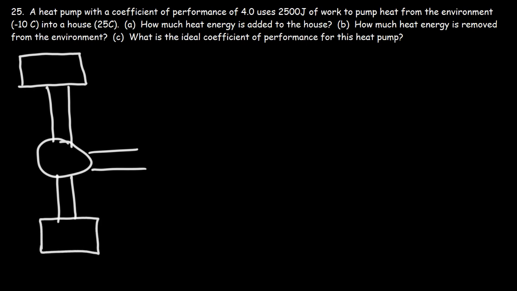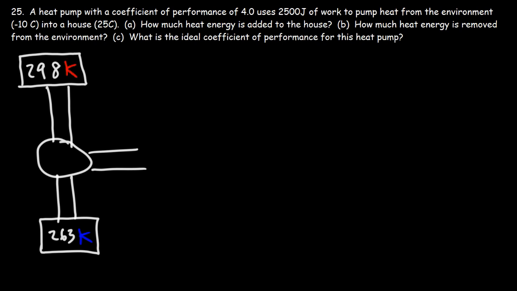So let's convert the temperatures from Celsius to Kelvin. Let's add 273 to those values. Negative 10 plus 273 is 263 Kelvin. And 25 plus 273 is 298 Kelvin.